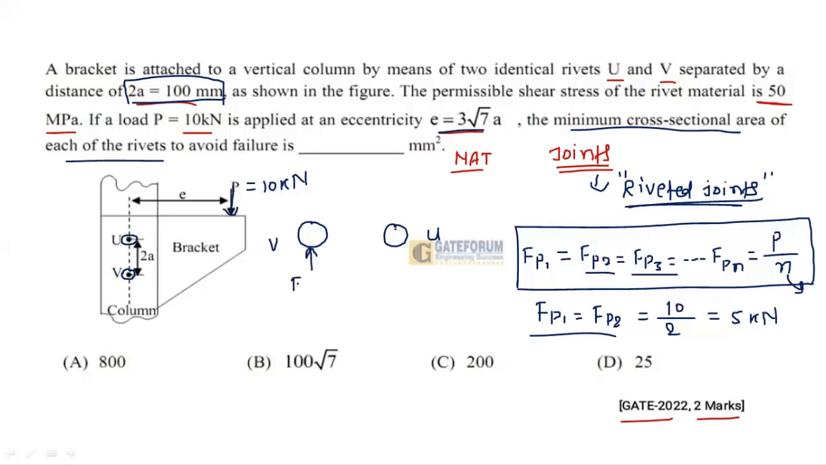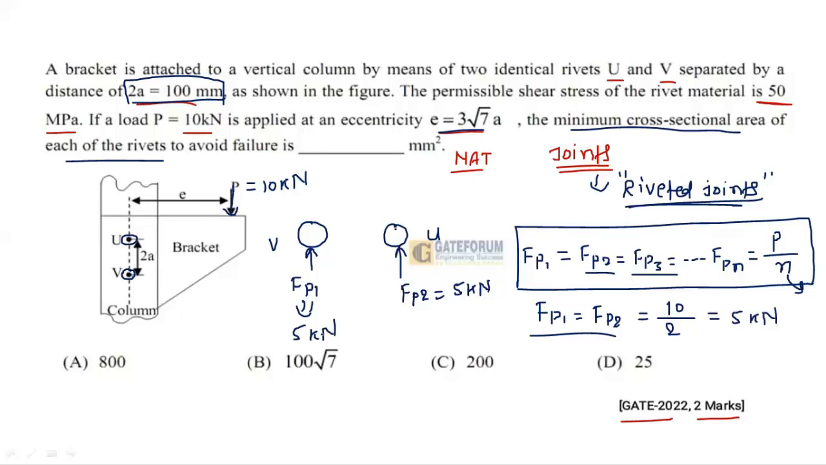This is, let's assume, Fp1, and this will be also Fp2, and the direction will be upward. Both are 5 kilonewton. So keep in mind always what you have to keep in mind, the direction of the primary shear force always opposite to the applied force, so that net force will be 0. Okay. Well, so that is Fp1, and this is given also 5 kilonewton.